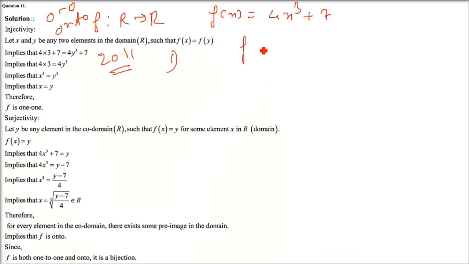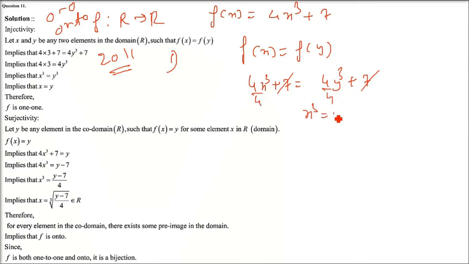Let us check for 1 to 1. f(x) equals f(y). So we have to prove that x equals y. So f(x) equals f(y): 4x cubed plus 7 equals 4y cubed plus 7. This gets cancelled. Divide both sides by 4. You get x cubed equals y cubed. So you get x equals y. Because whenever the power is even, you get x equals plus or minus y. But when it is odd, I told you already, x will be equal to y. So this is 1 to 1, because if f(x) equals f(y), and you are able to prove x equals y, then this is 1 to 1.